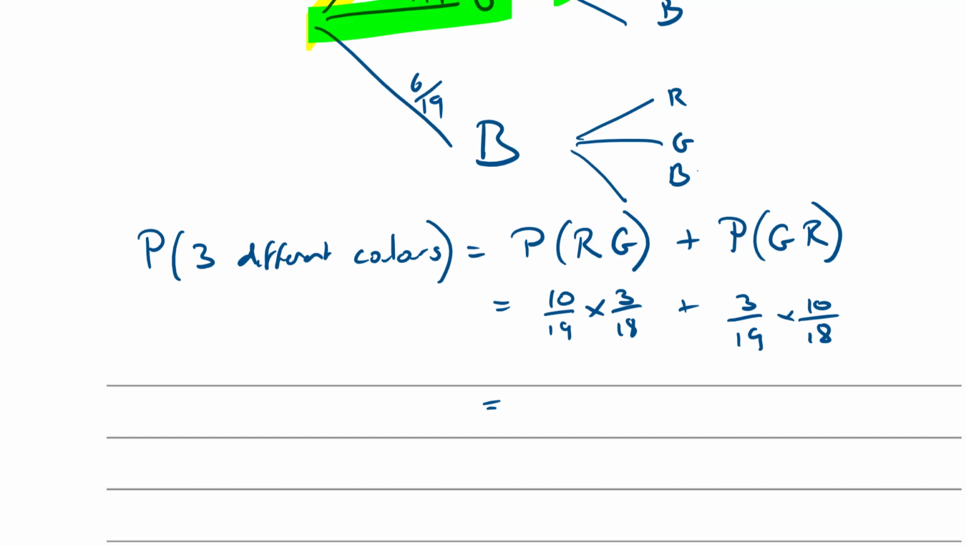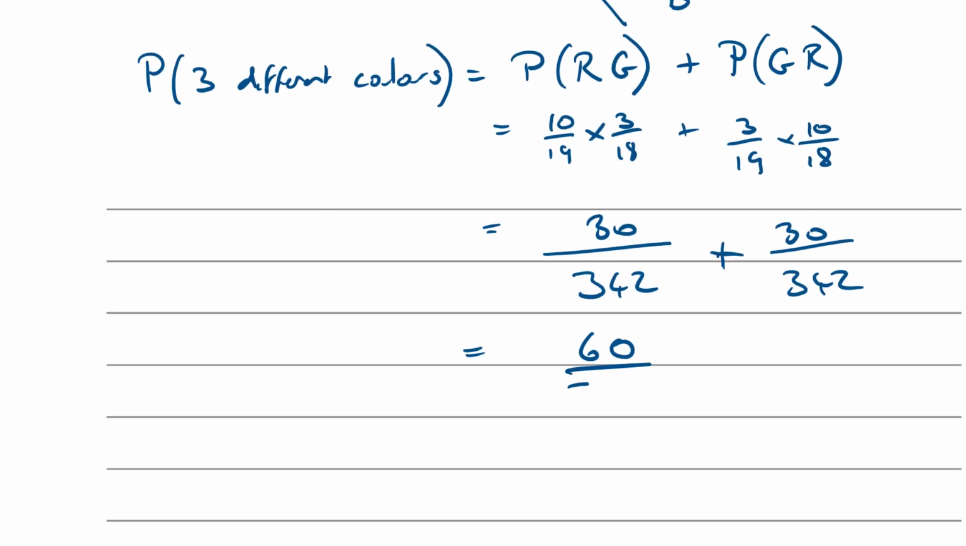So what's 19 times 18? 19 times 18 is 342. Okay, so I'm going to have 2 fractions over 342. 10 times 3 is 30. 3 times 10 is 30. So that's going to give me 60 over 342 as my final answer then. That's the probability. 60 chances in 342.